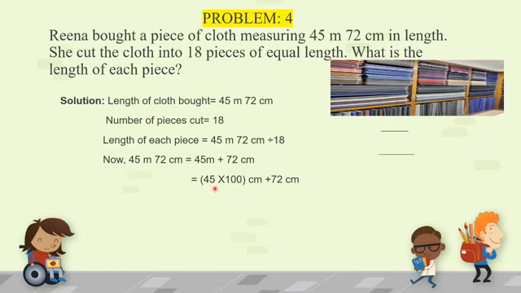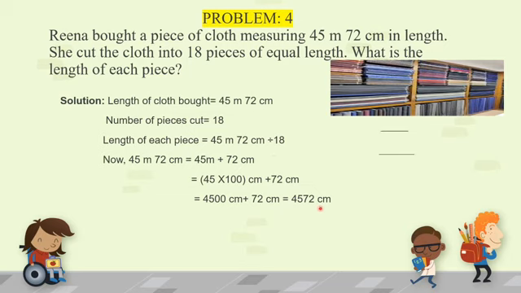So we'll multiply 45 into 100 centimeter, and 72 centimeter will be brought down as it is. 45 into 100 equals 4500 centimeters, plus 72 as it is. Since the sign of plus is there between these two numbers, we'll add them. 4500 centimeter plus 72 centimeters equals 4572 centimeters. Now we have converted our meter and centimeter into centimeter.